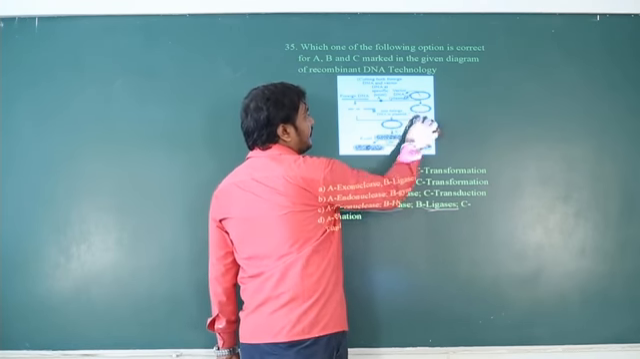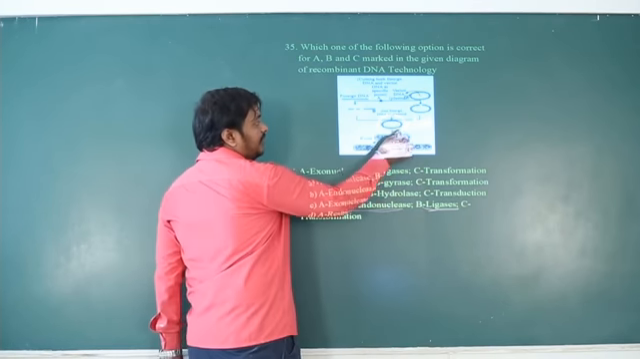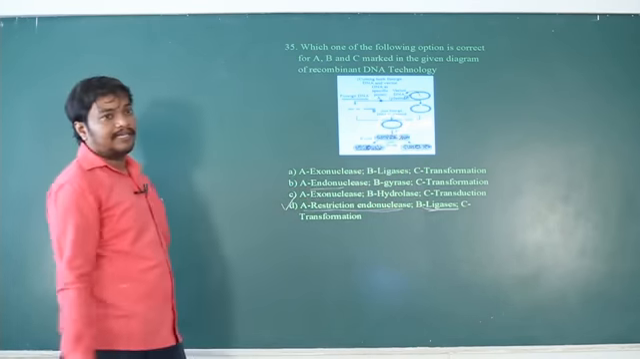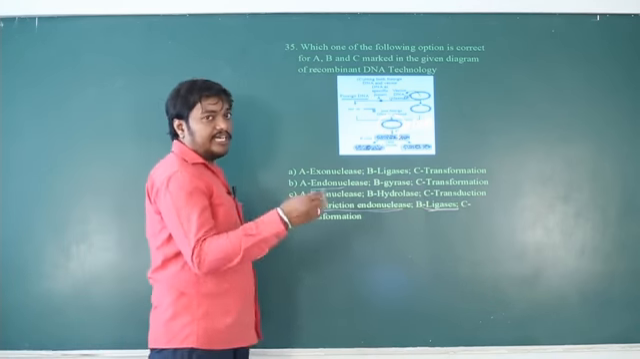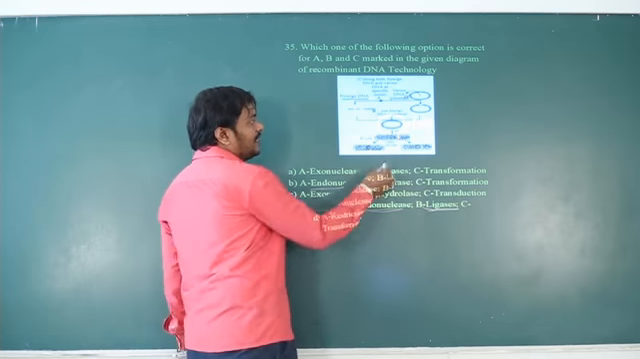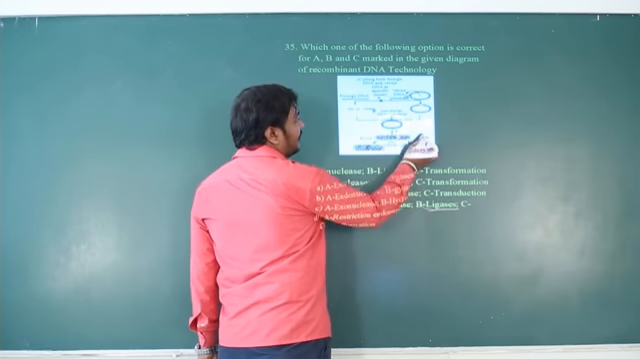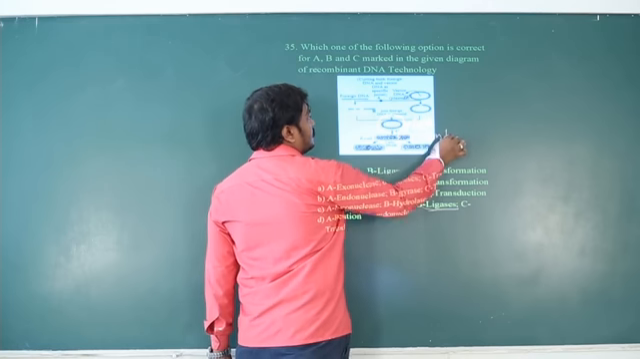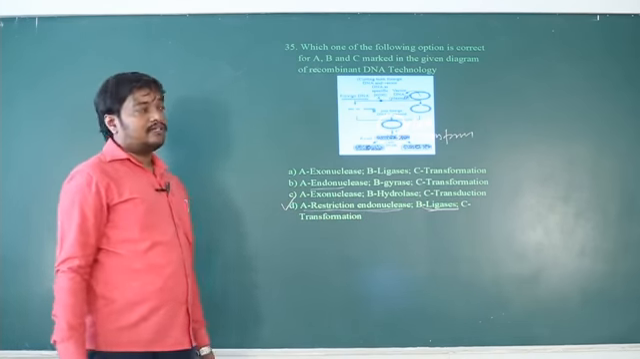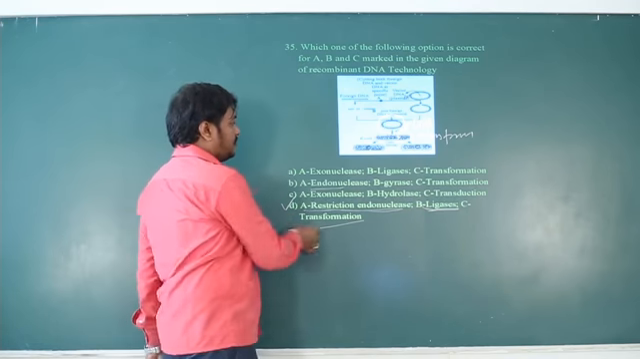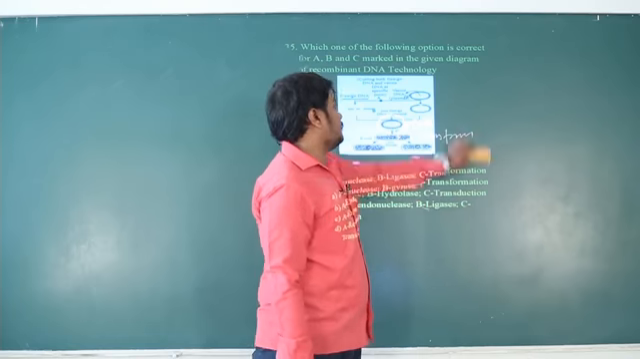Once the foreign DNA is introduced, it becomes rDNA. This rDNA can be introduced into the bacterial cell by making the bacterial cell competent. How to make it competent we have already discussed: by heat shock method we can make the bacterial cell competent. Now when the DNA is taken up by the bacteria, it becomes a transformant. This transformant can be selected and cultured in a bioreactor to get the product. So it is transformation. These are the options. So D is the right option.